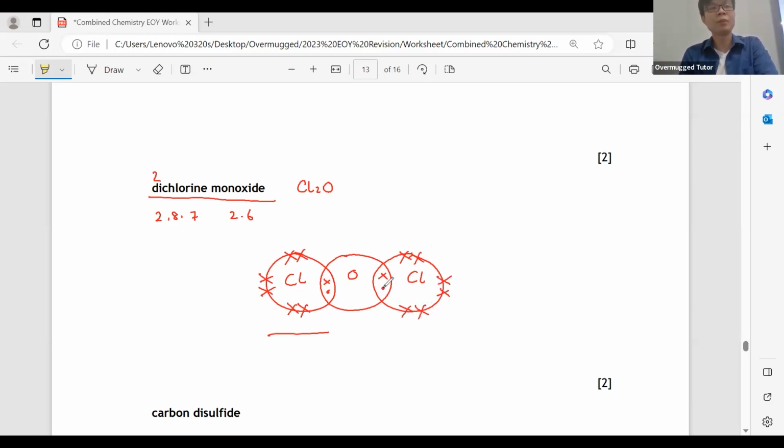Okay, now both chlorine are happy, then you look at the center. This is the last one to consider already. Oxygen has 6 on its own, by right. I used 2 already, 2 circles here, right? How many more to draw? 4. So 1, 2, 3, 4.